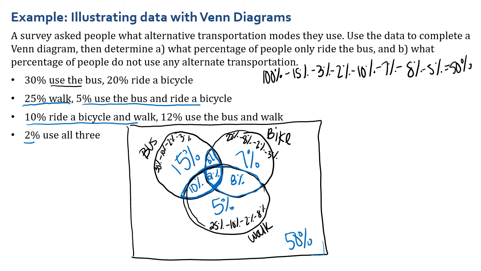So to answer part A and part B here, part A is what's the percentage of people that only ride the bus? That would be 15%. What's the percentage of people that don't use any alternative mode of transportation? That would be 50%. So again, this Venn diagram was essential in really being able to break down this data, because if we didn't use it, it would be impossible to figure out if we're over counting people, which in this case we would be, because there's a lot of overlap in all of these circles where people are counted multiple times.